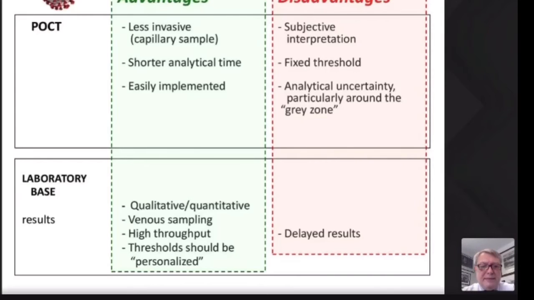The laboratory-based tests present many advantages. Usually they give qualitative or, better, quantitative results. They use venous sampling. They have high throughput, and the threshold, the cutoff, can be personalized. And this is very useful for utilization in clinical practice. The disadvantage is eventually a delay in the results, because the results are ready in 20 minutes or more if there are many samples to be analyzed.